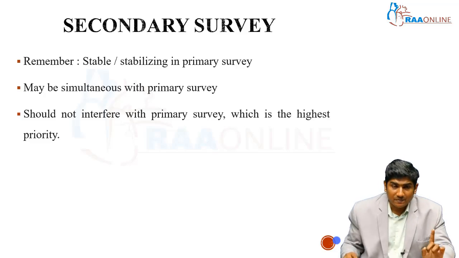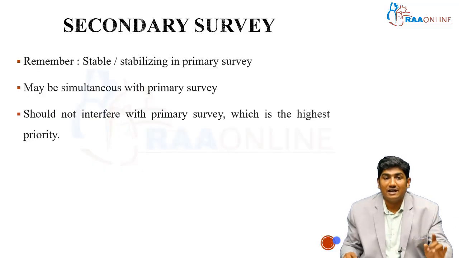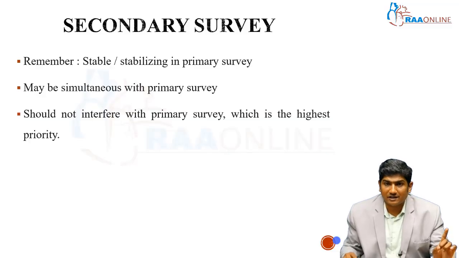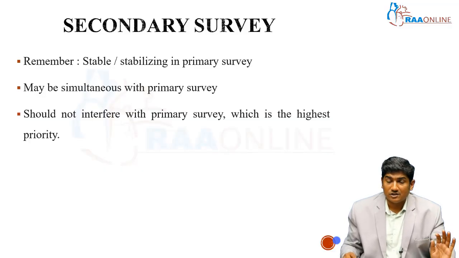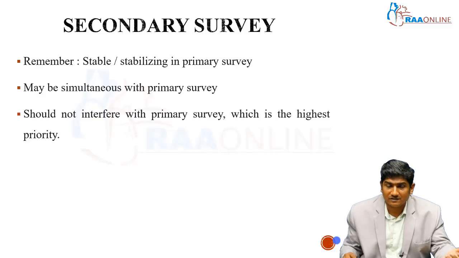Remember, only if your patient is stable or stabilizing or improving in your primary survey can you come to secondary survey. If your patient is not stable in primary survey, there is no point in doing secondary survey. If you move to secondary survey, we'll make sure you fail. With the patient's BP at 60/40 and you're doing your secondary survey, definitely you're going to fail, right? Your patient has to be stable or stabilizing or improving, like saturation is improved and BP is slowly improving, then you can go ahead with your secondary survey, right?